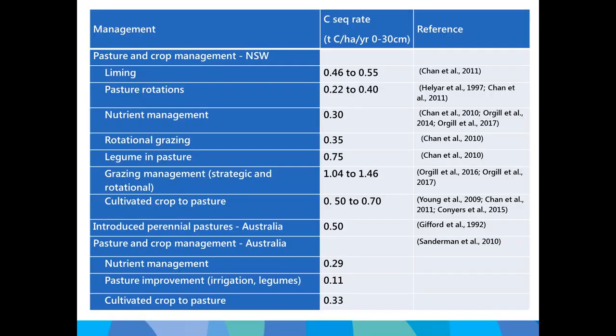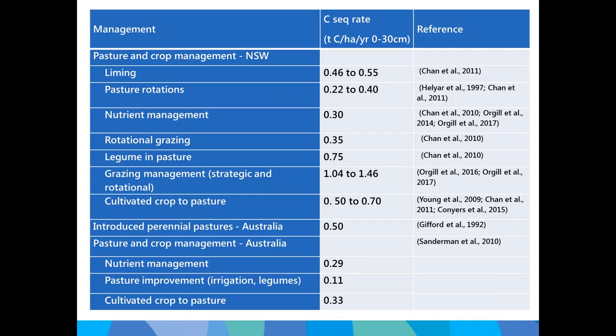So we know that parent material is important. We know that climate's important. Now, those of you who have heard me speak recently, I refer to this as my mega table, and I'm happy for anyone to have copies of these slides. What we've got here in the first column on the left-hand side is a range of different management practices. Second column, now we've got the carbon sequestration rate.